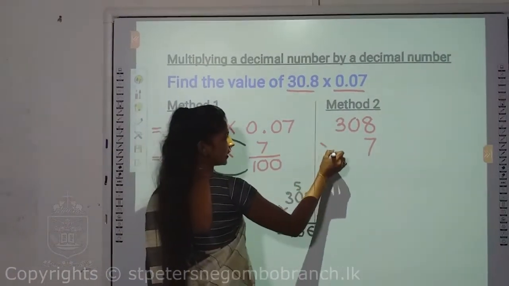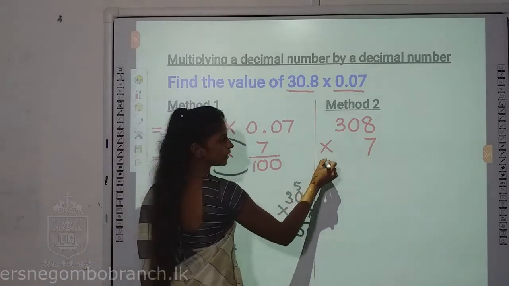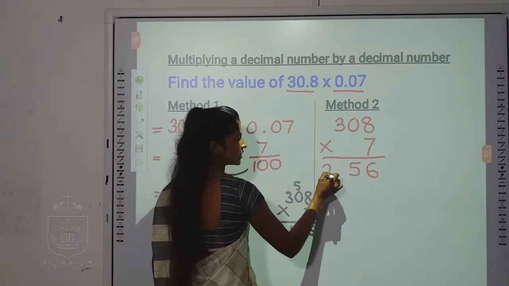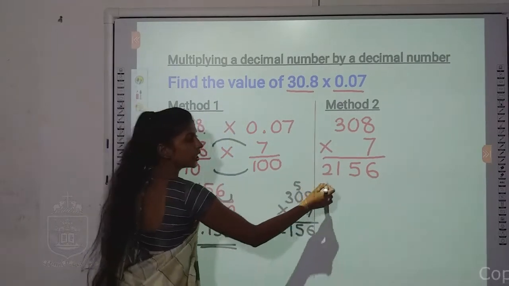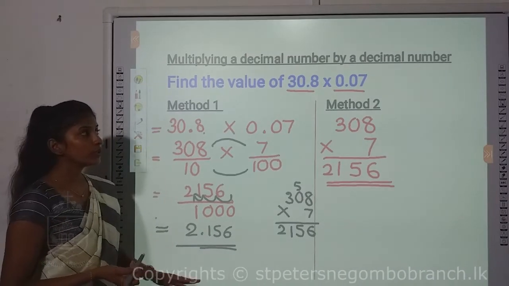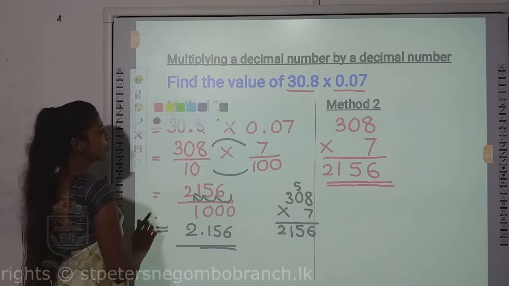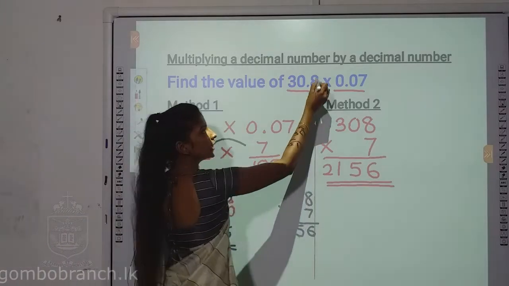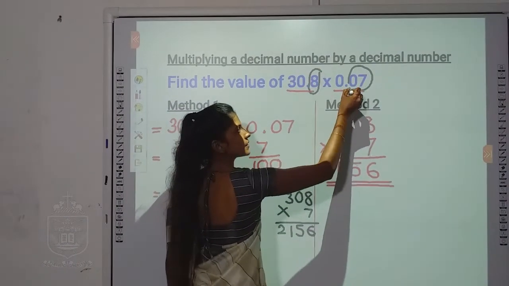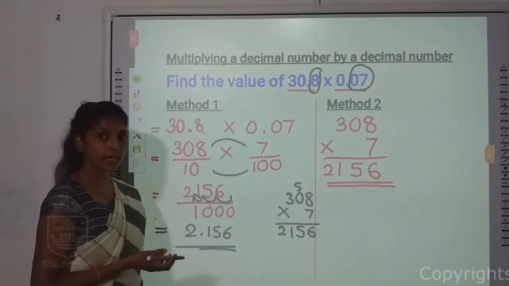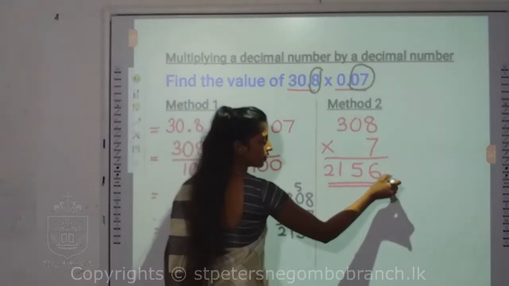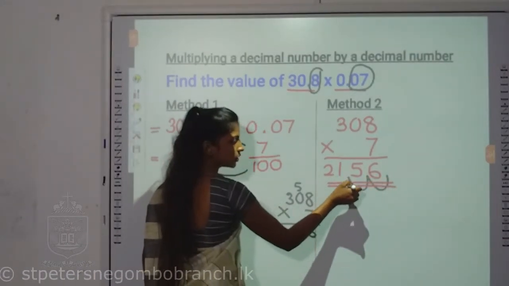So let's multiply again. You can see the same answer will be obtained. Okay, same answer will be obtained since both values are same. But is this the final answer? No. What you have to do? You have to count the decimal places. How many decimal places are there? Here 1 decimal place. Here 2 decimal places. Altogether how many decimal places? 3 decimal places. 3 decimal places means from here 1, 2, 3.